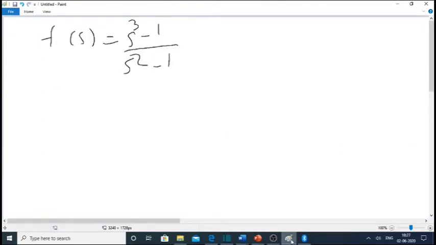Next problem, the sixth one: f of s equal to s cube minus 1 by s square minus 1 has a continuous extension to s equal to 1, and find that extension. That is the problem. Here f of 1 is not defined. If we substitute 1, we get 1 minus 1, numerator 0 and denominator 0. If we define f of 1, that is taken as the continuous extension. For that we need to evaluate the limit as s tends to 1 of f of s. So f of s equal to s cube minus 1.